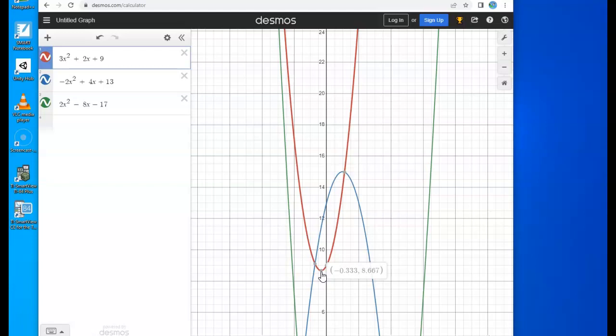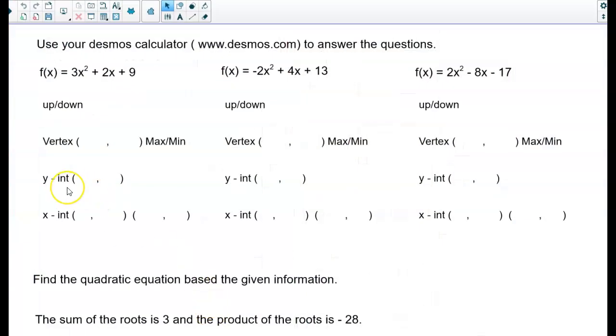The vertex is negative 0.333, 8.667. So when you write that in your answers, okay, clearly this graph goes up, I'm sorry, this graph goes up. We can read that off the graph. The vertex, since it's going up, is a minimum. You need to circle those two. You need to establish that.